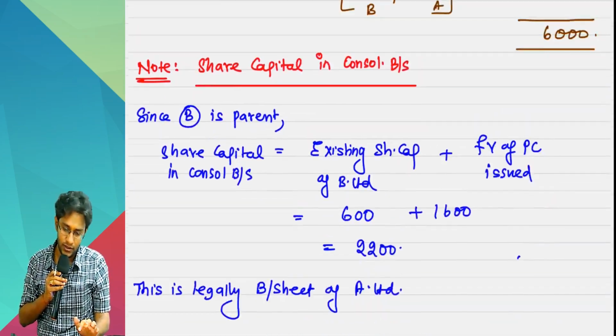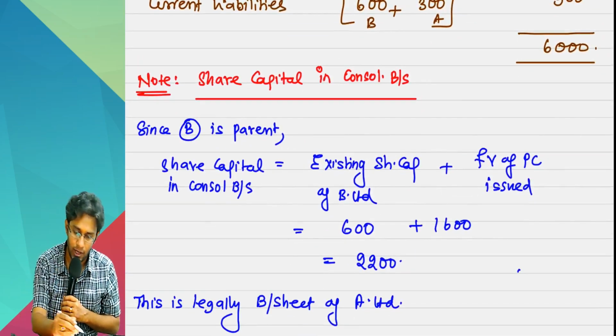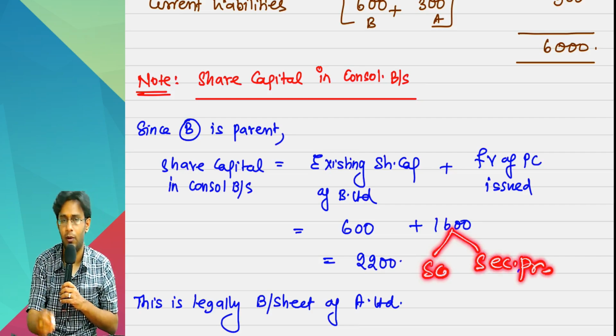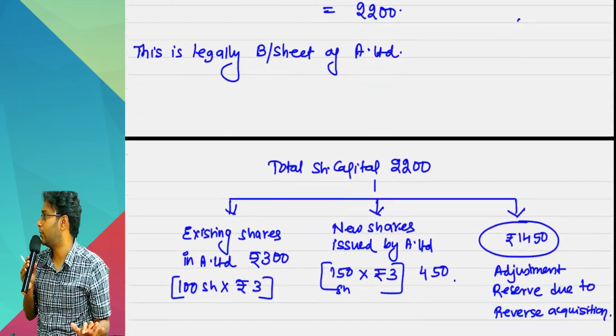Alternatively, the explanation I would have given is that I would have split this into share capital and securities premium. I would have changed it to other equity. The overall number will be the same only, but still.